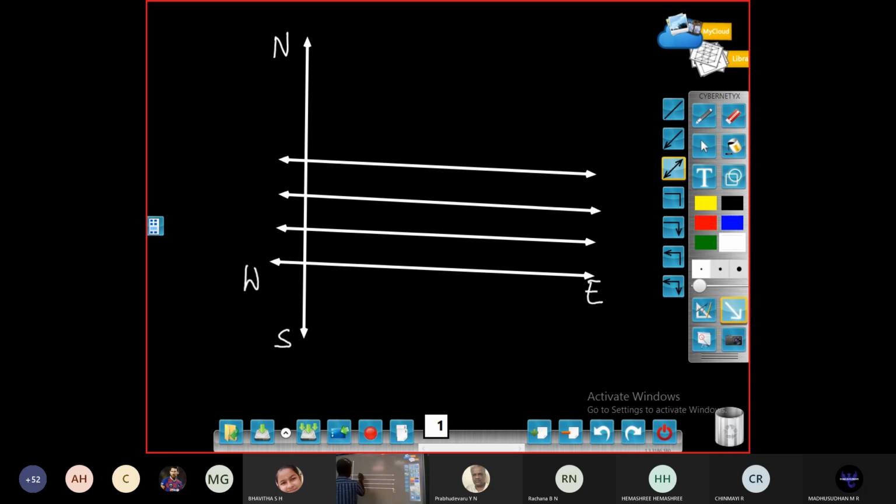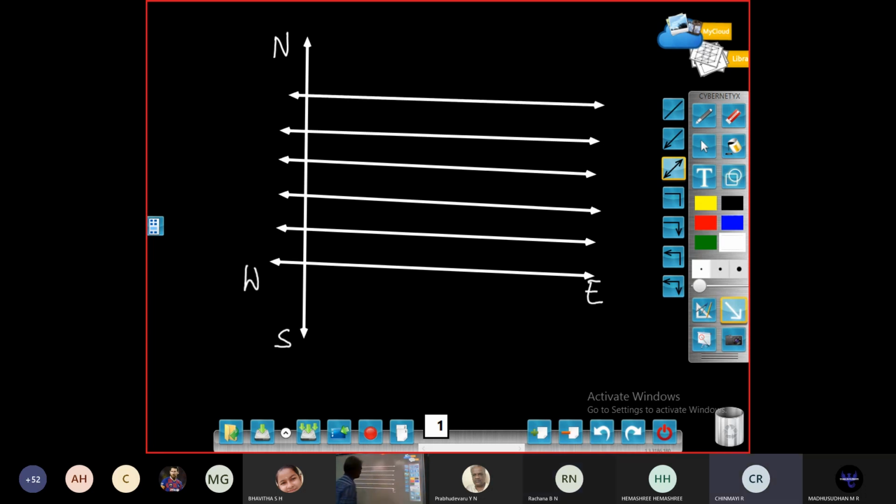How many streets are there? How many streets will be there? Sir, 5 streets. 5 streets. And then parallel to both the lines.